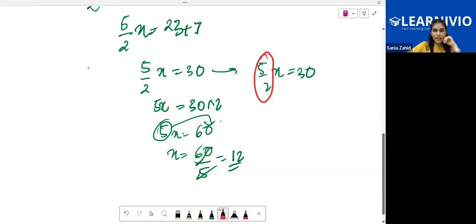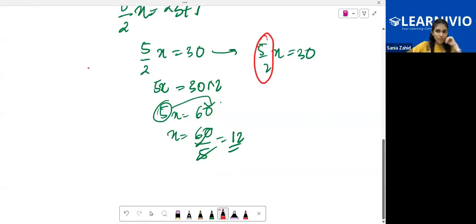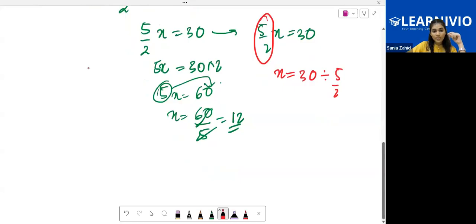If you have to directly remove 5 by 2 from x, what will you do? You will write x is equal to 30 divided by 5 by 2, because 5 by 2 is being multiplied. So now it will be transposed and it will be divided. So 30 divided by 5 by 2.